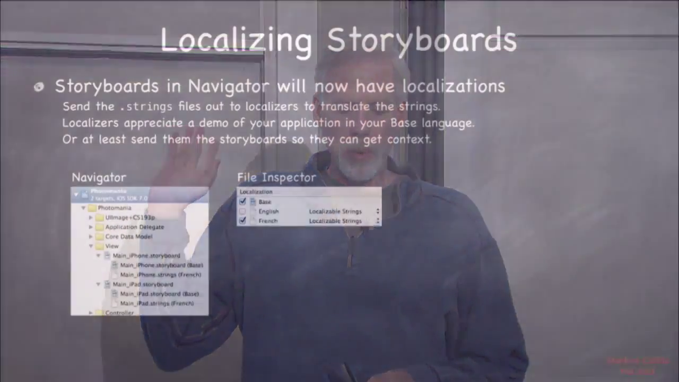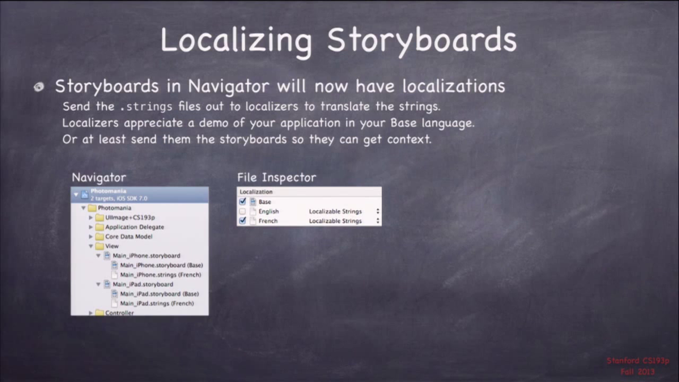So the storyboards look like this. You select a storyboard, and when you do the thing I showed you on the previous slide, then your storyboards are going to look like this in the file navigator. You see how there's main iPhone storyboard, and now it has a little triangle that you can click, and it now is showing underneath it main iPhone storyboard again, base, so that's your base storyboard. And then for French, it says main iPhone.strings. So that's just the strings only for the storyboard. They've been extracted. When we did that previous thing, it extracted those out there.